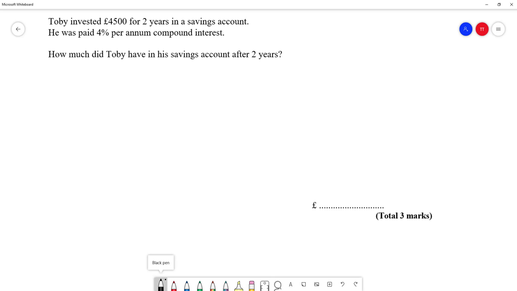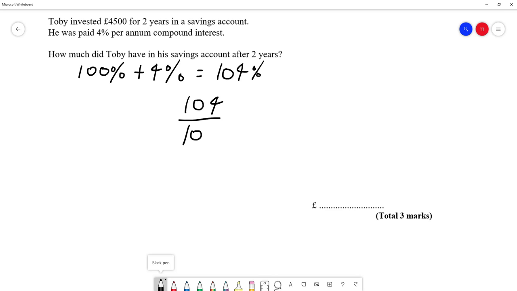So what we do for a question like this, we do 100% plus the percentage, which is 4%. That's equal to 104%. Write that as a fraction, that's 104 over 100. But because it's 2 years, put a bracket around this, raise it to the power of 2. Now, we times it by 4,500.